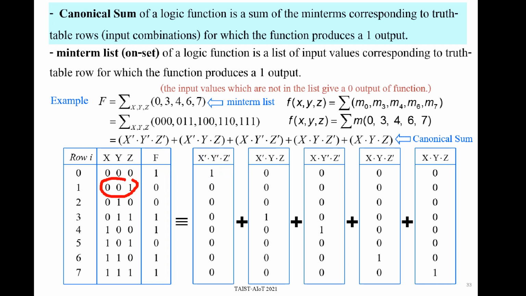Now if you apply 0,0,1, all these terms become 0, because 0,0,1 does not correspond to any minterm of the function. That means all the minterms of the function will be 0. So when you add them together, the result is 0. So the input that makes some minterm become 1 also makes the function 1. That's all.